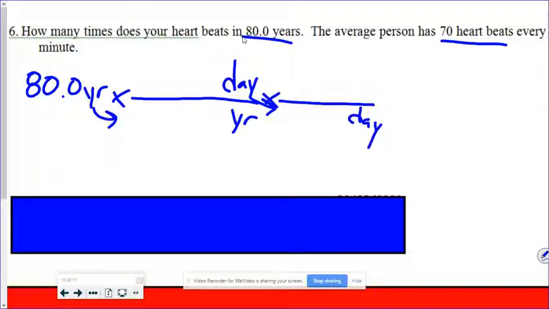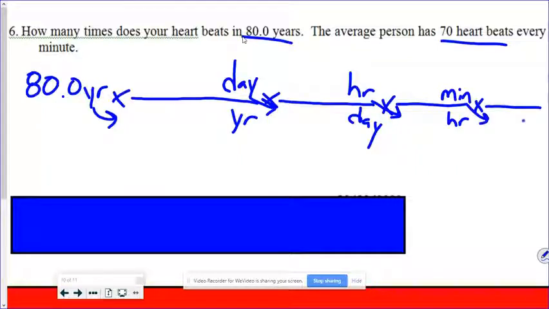What can I convert days into? Well, I can convert days into hours. Do I want my answer in hours? No, I want it in heartbeats. So multiplication sign, division bar, whatever's up here goes down here. Hours. I can convert hours into minutes. Do I want my answer in minutes? No, I want it in heartbeats. So I'm still not done yet. Multiplication sign, division bar, whatever's up there goes down there, minutes. And now I can go to heartbeats.